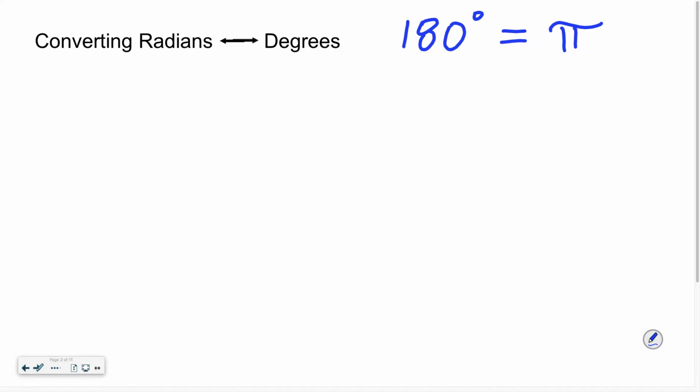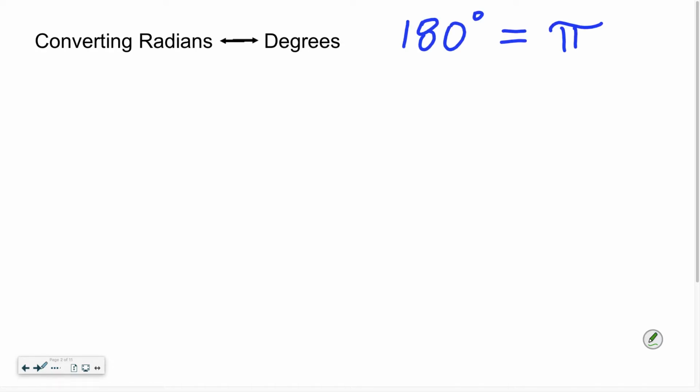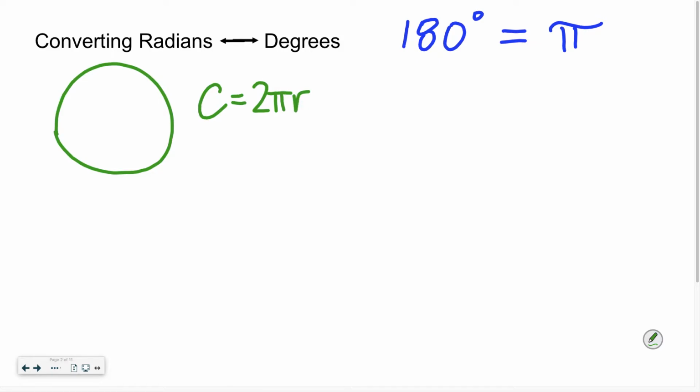Okay. Now, don't write this down, what I write in green. But I want to tell you why pi equals 180 degrees. S is arc length. It's a piece of the circle's what? What do we call this if we measure all the way around? Circumference, okay? So, here I have a circle, and how do we find circumference? 2 pi r, right?